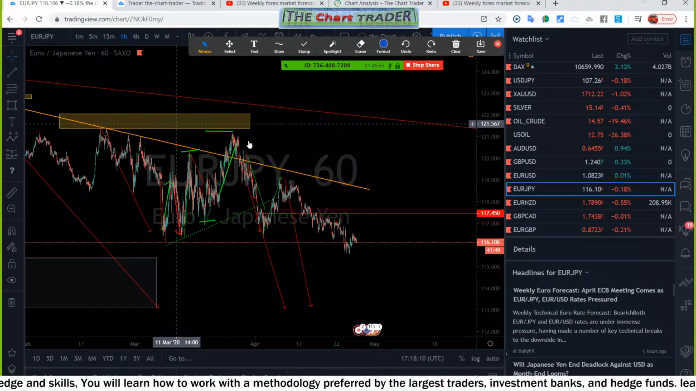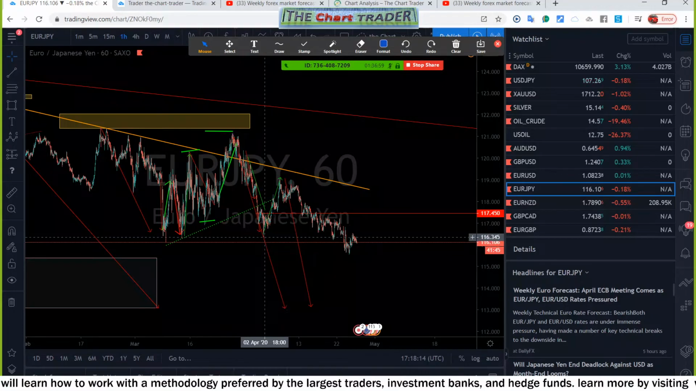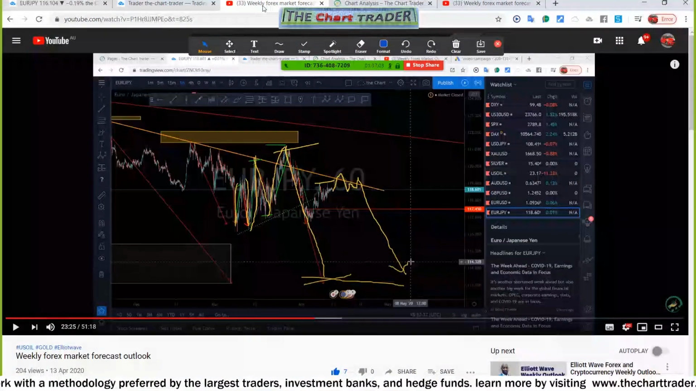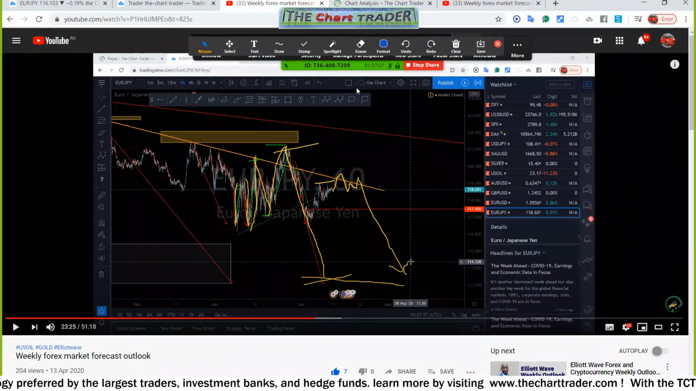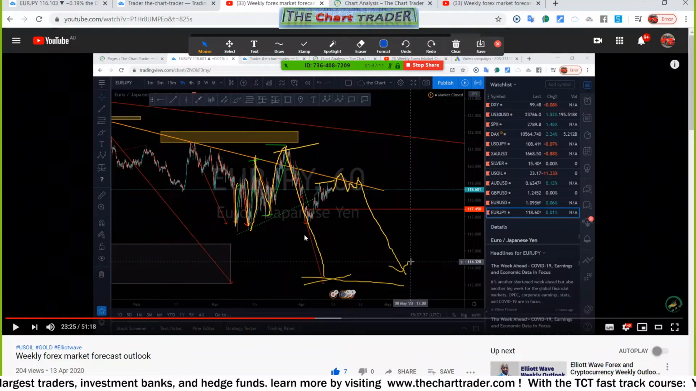EURJPY, we didn't expect this up move from the top, guys, and we said it's coming down. We didn't expect this one last week, and we said they're coming down. Let's just quickly go to the outlook and show you. Okay, let's just clear all the drawing. You see, this was from previous week, guys, and we said they are coming down.